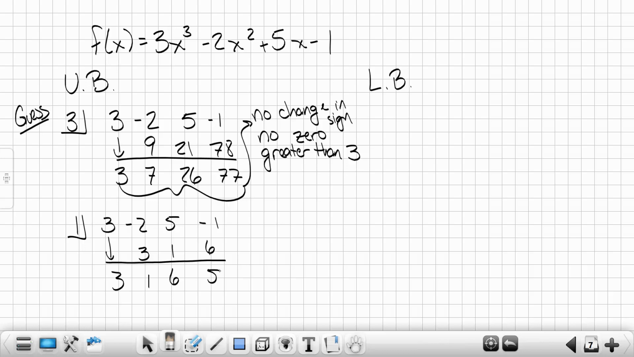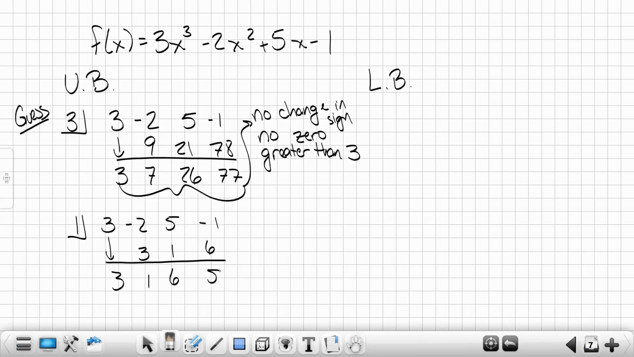Oh, yeah, I'm using the same one. I'm not using the depressed polynomial because that didn't have a remainder. There's no zero greater than 3. So what if we picked a number and it gave us a 0? That's when we would use the depressed polynomial. Right, because then we're trying to find the zeros.